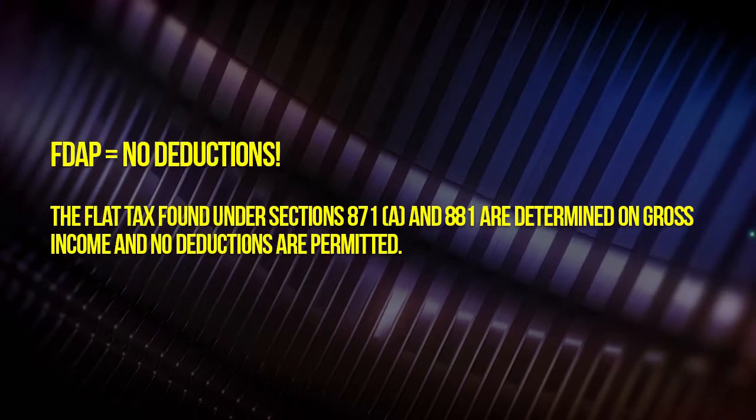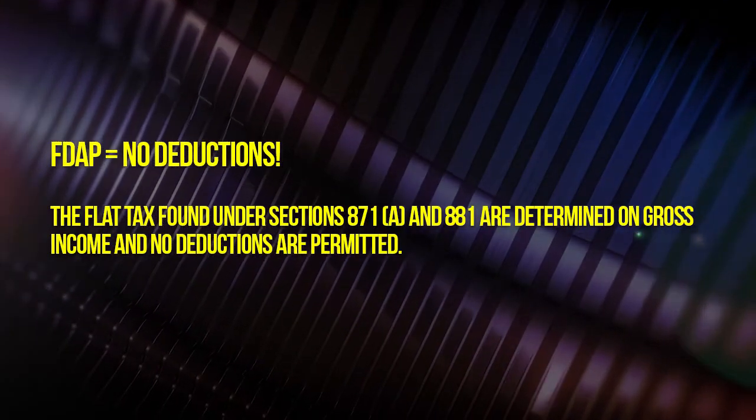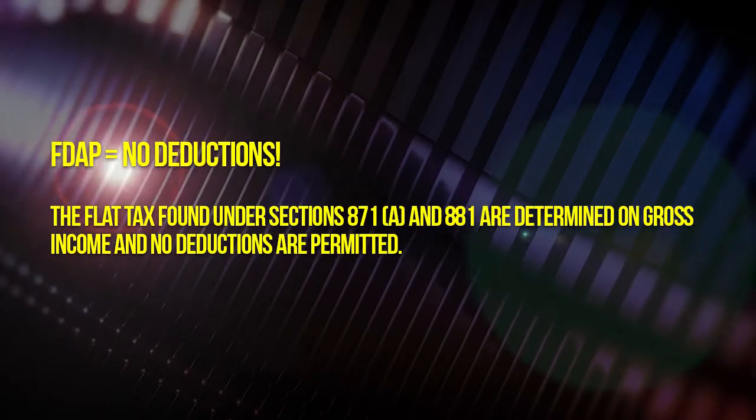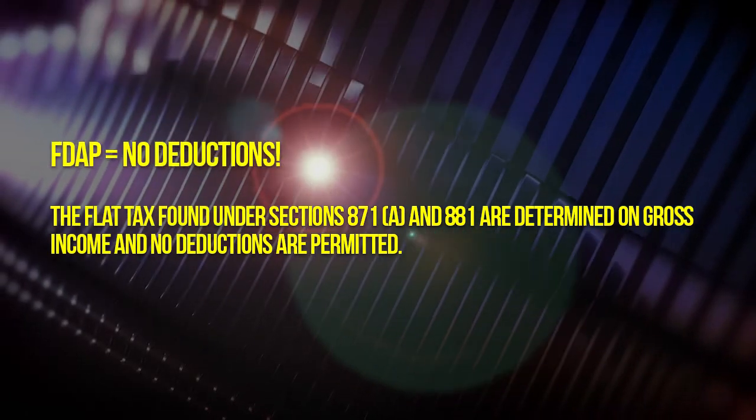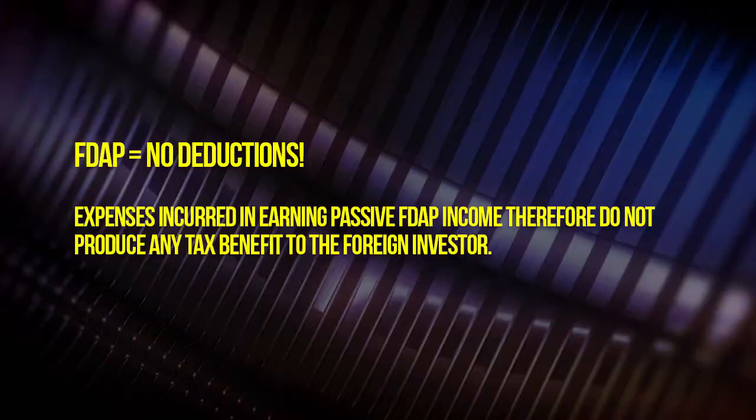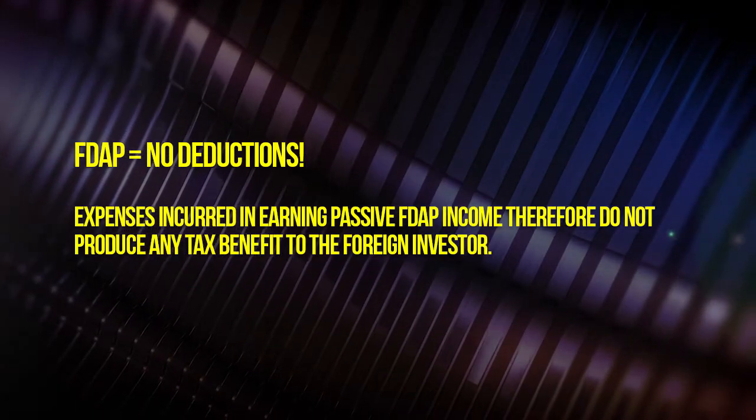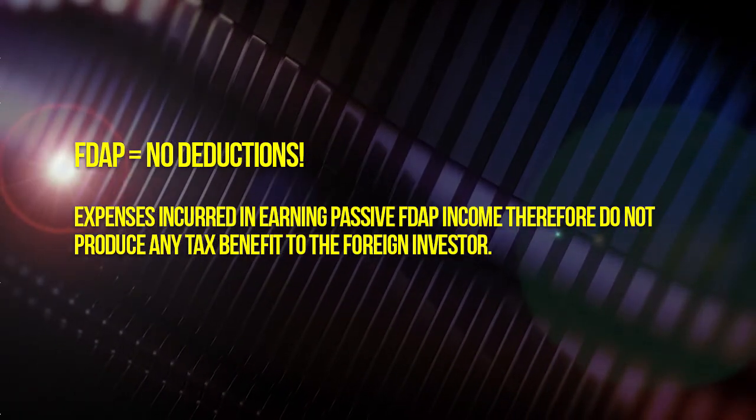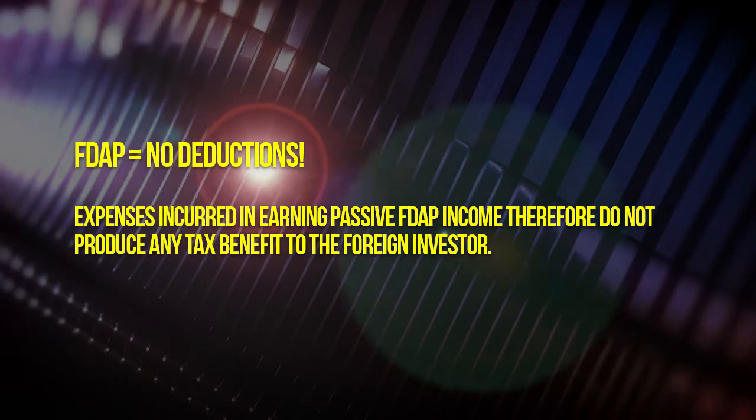Again, if you think FDAP, think gross, no deductions. The flat tax found under Code Sections 881 and 871(a) are determined on a gross income basis and no deductions are permitted. Keep in mind, any expenses incurred in generating FDAP do not produce a tax benefit.